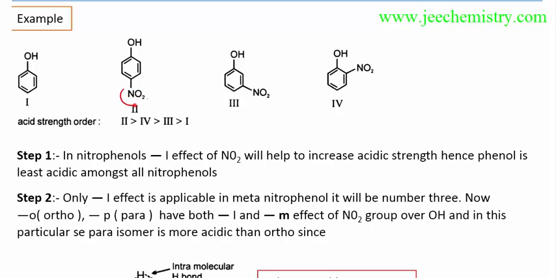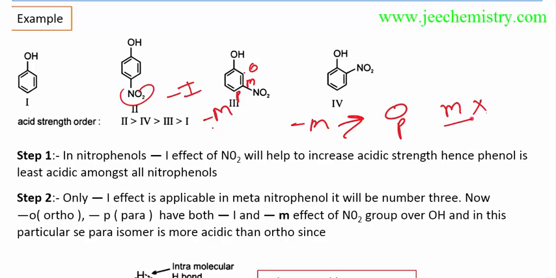All these compounds have minus I effect and minus M effect. Minus I effect is distance dependent, and minus M effect only works at the ortho and para positions, not at the meta positions. It will not work there. So at the meta position only minus I effect is working.